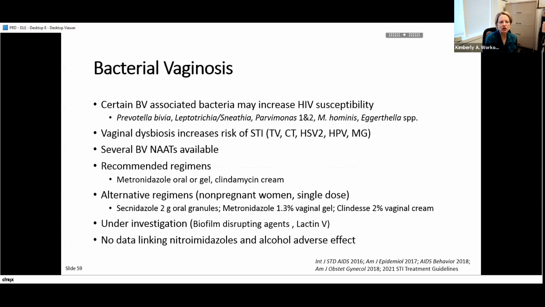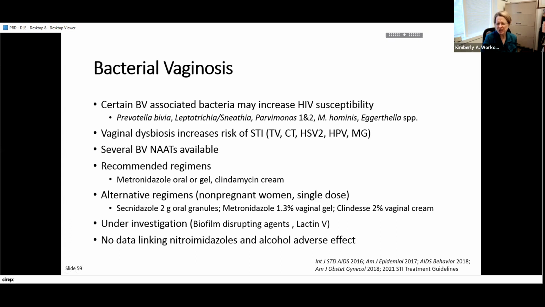For bacterial vaginosis, a question we get a lot is, what do we do for recurrence? So a couple of things to mention. This section has really had a lot of new additions. One is the increasing data about vaginal dysbiosis as well as bacterial vaginosis leading to increased HIV susceptibility. There's really no change in the recommended regimens. There are 3 new alternative regimens as single dose therapy, and they're listed in the text of the guidelines.